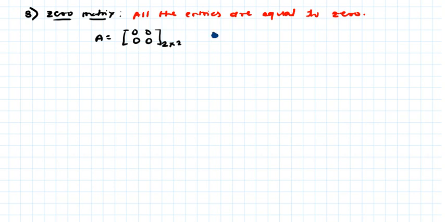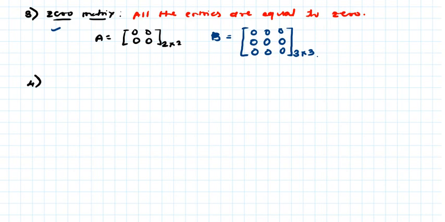Second, suppose matrix B is equal to all zeros, nine zeros. Its order is 3 by 3, so all the entries are equal to 0. Again it is a zero matrix. The fourth type of matrix is the diagonal matrix, but before that you must know what a square matrix means.